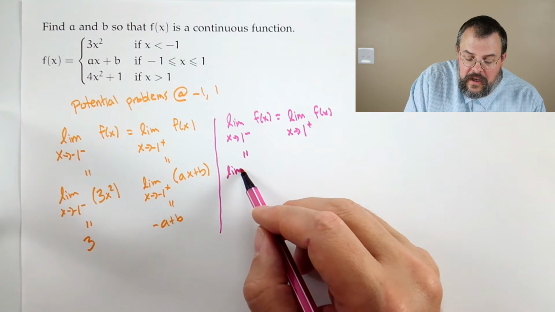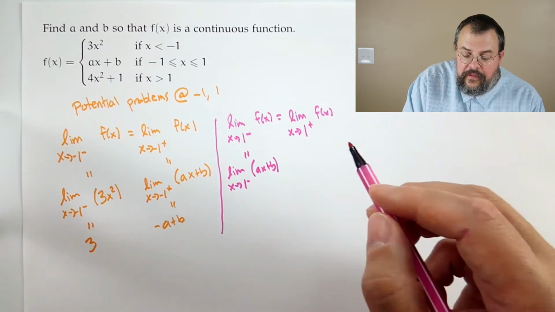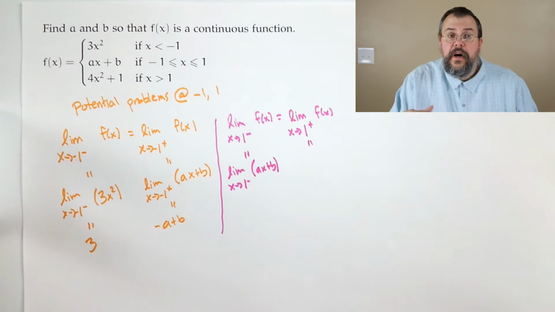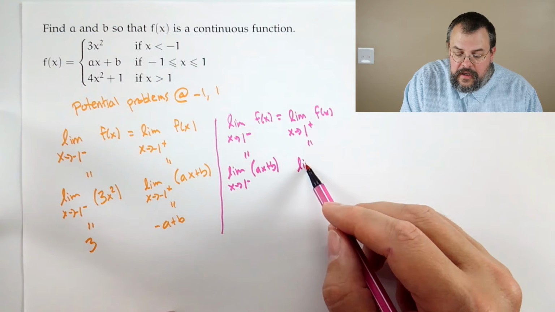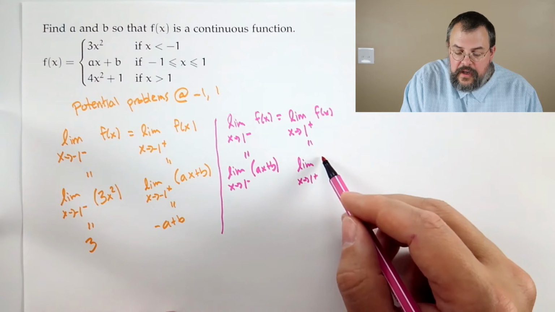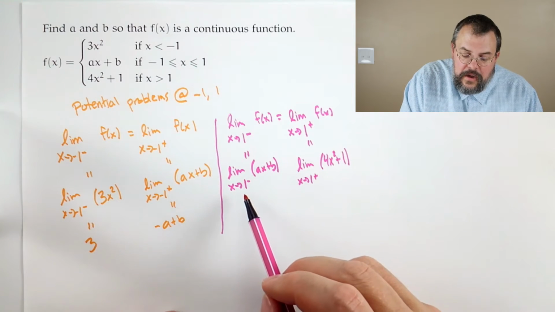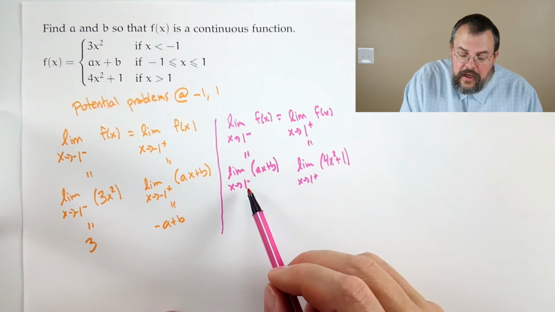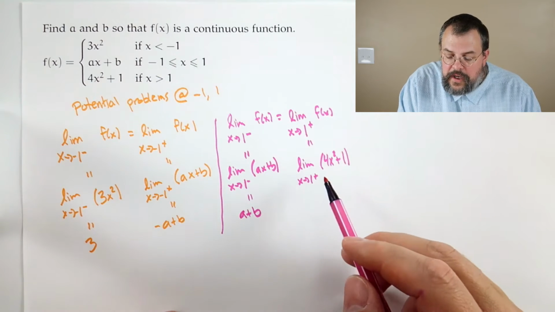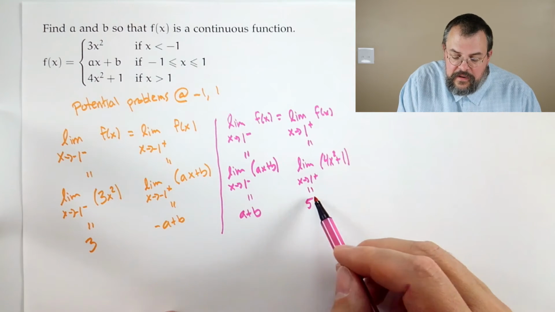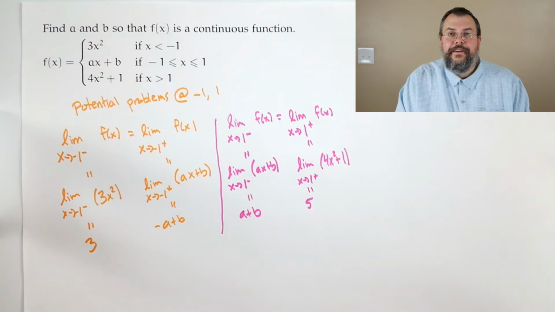So this will be the limit as x approaches 1 from below of ax plus b. That's got to be equal to, now if I'm just above 1, then I'm the 4x squared plus 1. So the limit as x approaches 1 from above of 4x squared plus 1. So what do we get? Well, plug in 1, we get a times 1 plus b, a plus b. Plug in 1, we get 4 plus 1. So we're going to get 5. Now that tells us that a plus b has to equal 5.